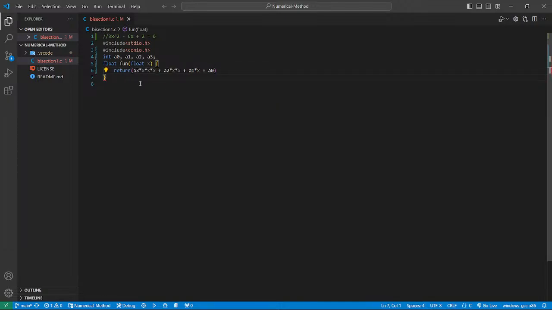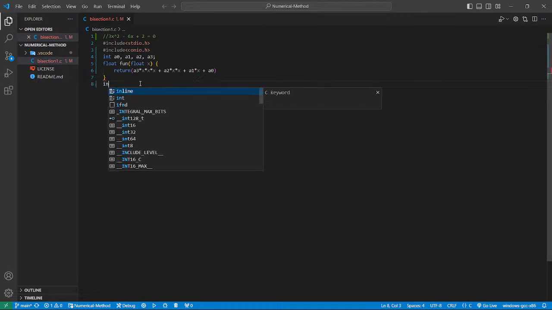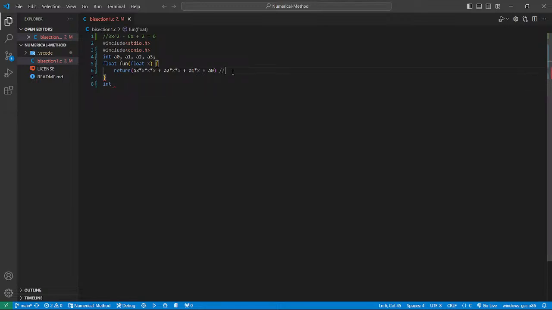Now I have just created a function. It returns this cubic function, so that the user can pass their own values, not specific ones within. Now let's dive into the main function.